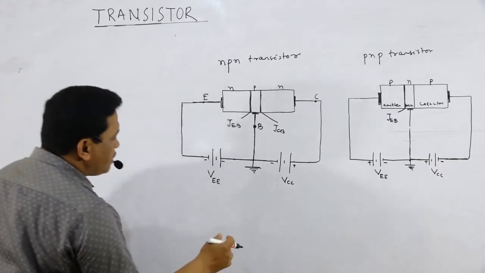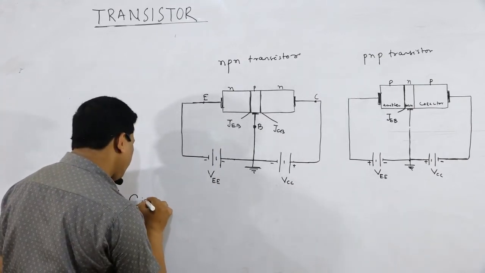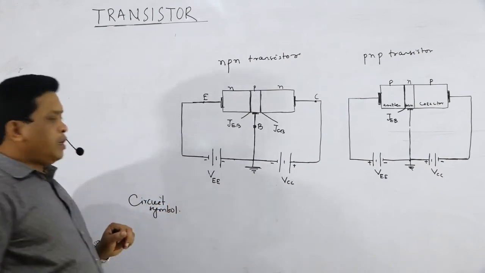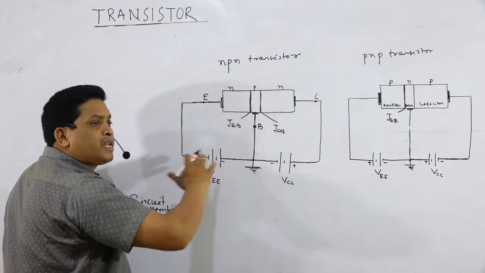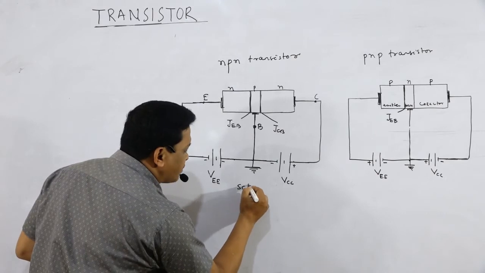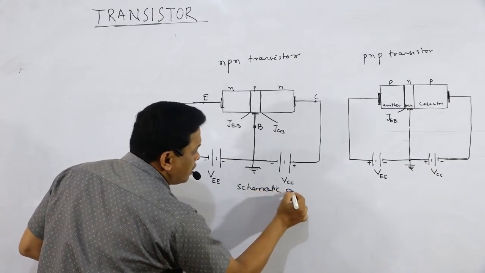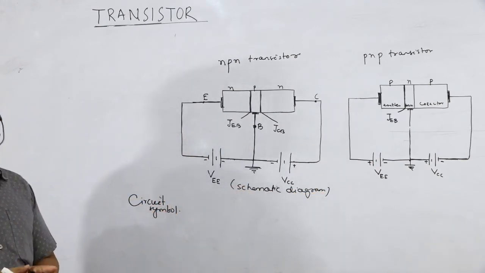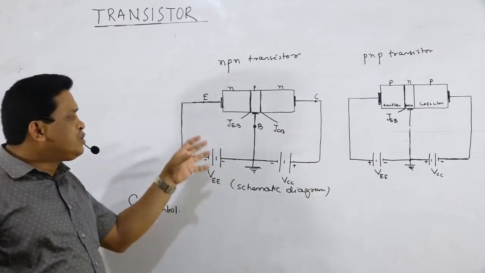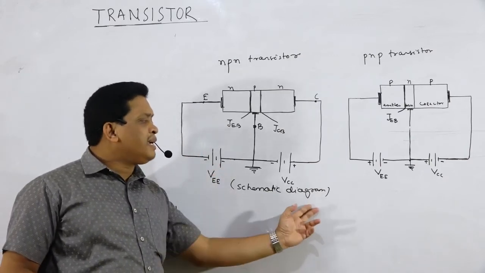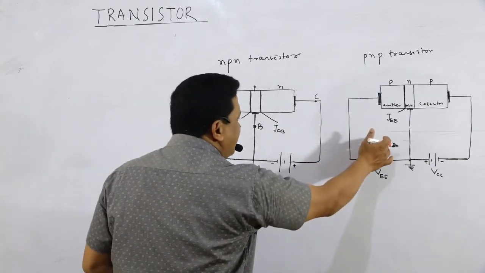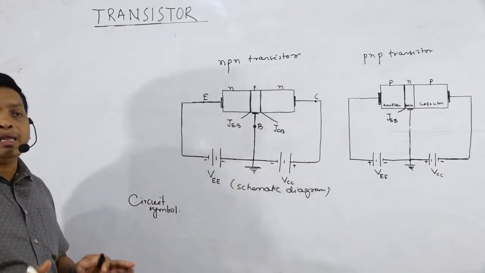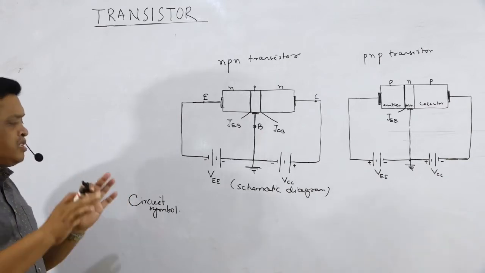So I can explain the circuit symbol here. Look here, these are not circuit diagrams. These are schematic diagrams. Schematic diagrams are used to explain the function of the transistor. This one is the schematic diagram for the PNP transistor, this one for the NPN transistor. But while drawing a circuit diagram, we must use the circuit symbol.